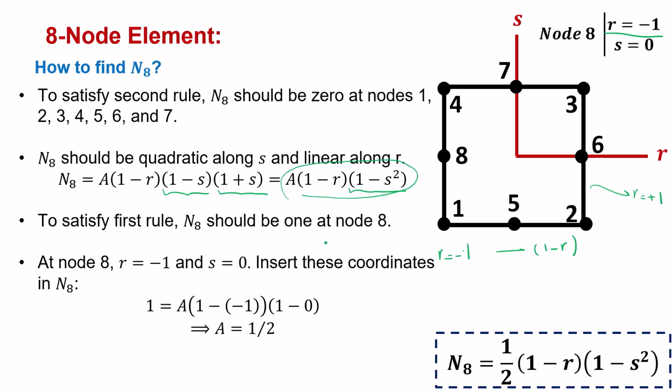Now apply the first rule at node 8 itself, where r is equal to -1 and s equal to 0. Substituting gives a equal to 1 over 2. That gives the final shape function, n8, which is 1 over 2 times 1 minus r times 1 minus s squared. This satisfies both rules. It equals 1 at node 8 and 0 at all the other nodes.